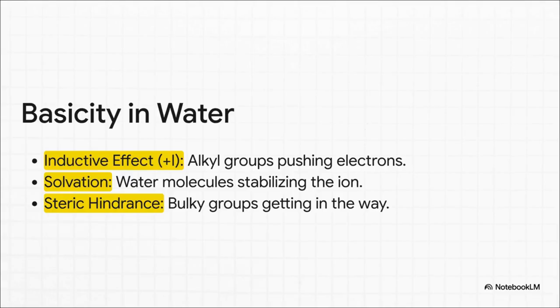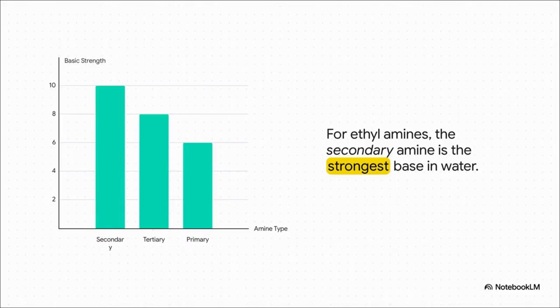First, you've still got that inductive effect, with the alkyl groups pushing electrons. But then you also have solvation. That's how well water molecules can surround and stabilize the amine once it grabs a proton. And finally, you've got something called steric hindrance, which is just the simple fact that big, bulky alkyl groups can literally get in the way of the water molecules. And this chart just shows the result of that balancing act perfectly. For these amines in water, the strongest base isn't the tertiary one with the most alkyl groups pushing electrons. It's the secondary amine. That's the one where you hit the sweet spot, the perfect combination of electron pushing, good stabilization from water, and not too much bulk getting in the way. It's the most effective base of the three.